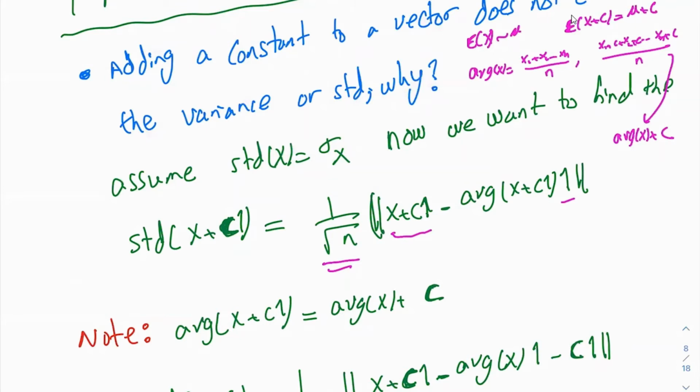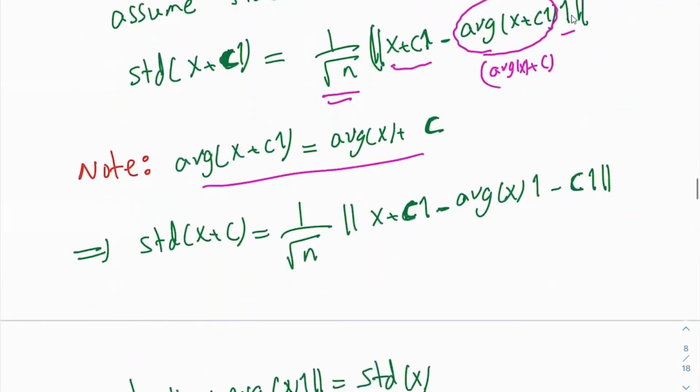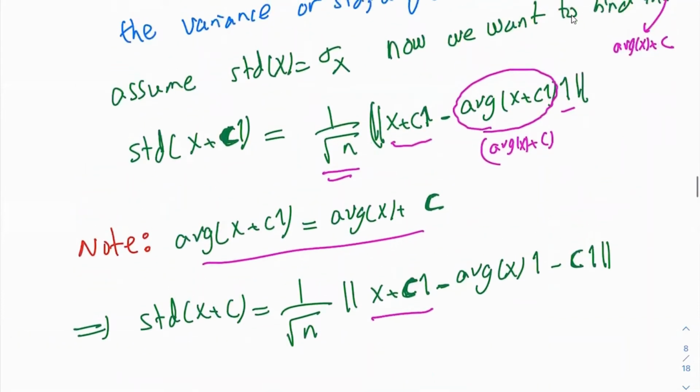Now, we just see that this quantity here, which I also proved here as a note, is going to be the average of x plus c, right? Good. Let's continue. The standard deviation of x plus c is equal to 1 over the square root of n times the norm of x plus c, I just copy this one, minus, right? So let's take a look at this one. This expression requires some explanation here: the average of x plus c, I'm talking about this one.